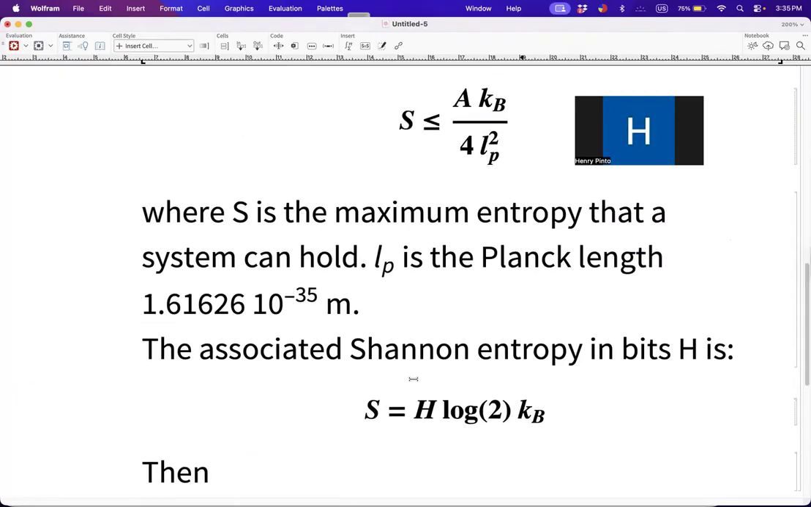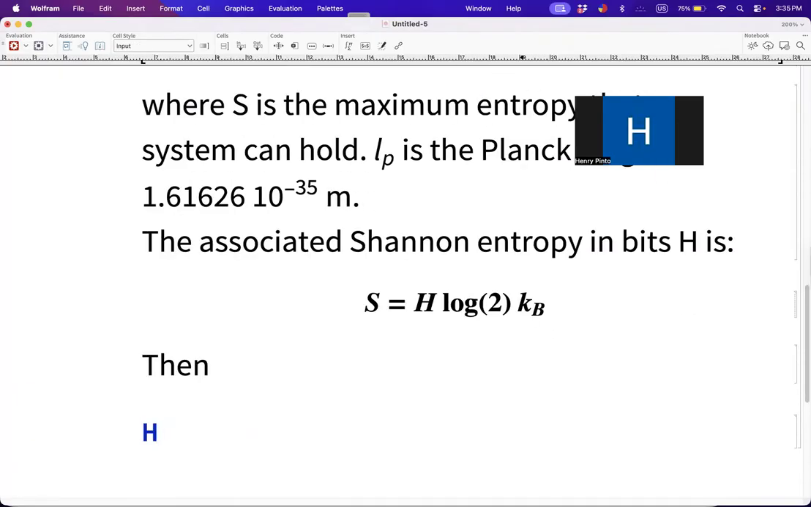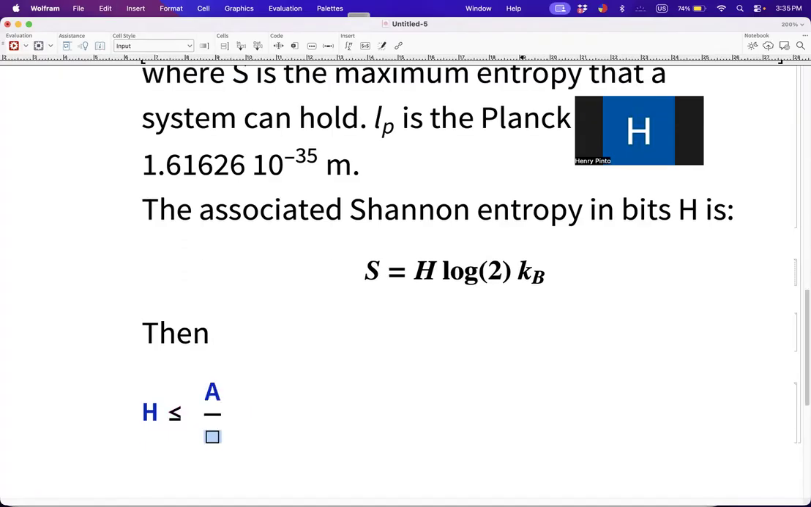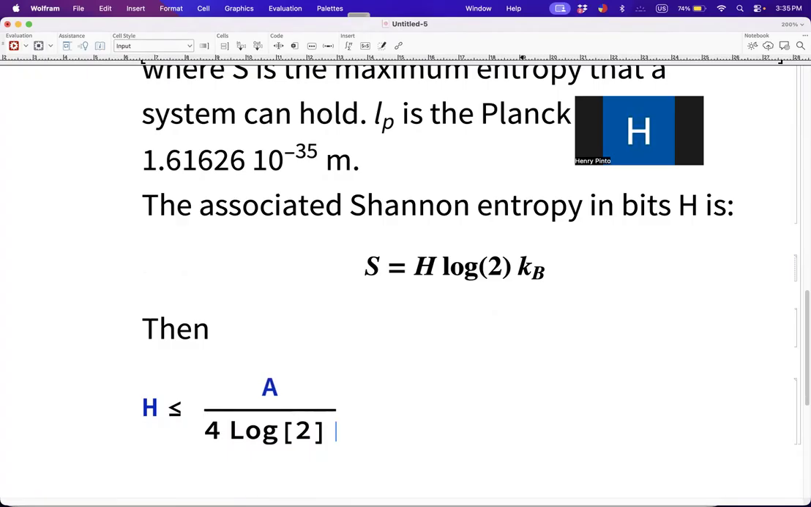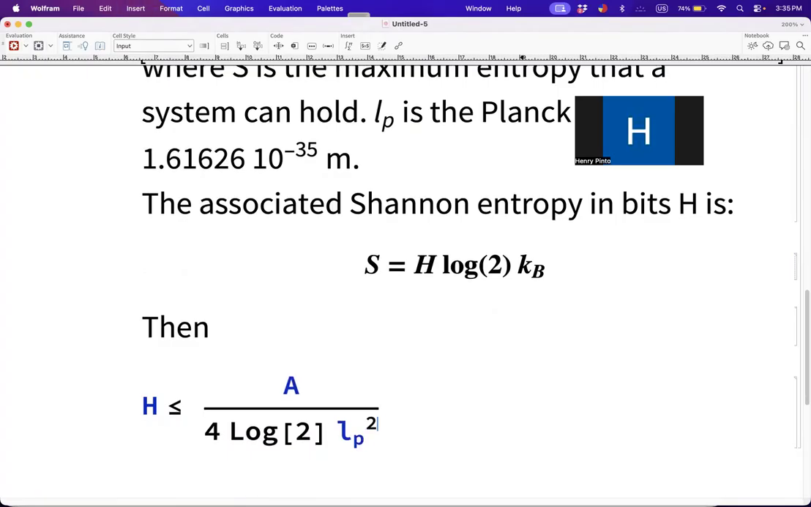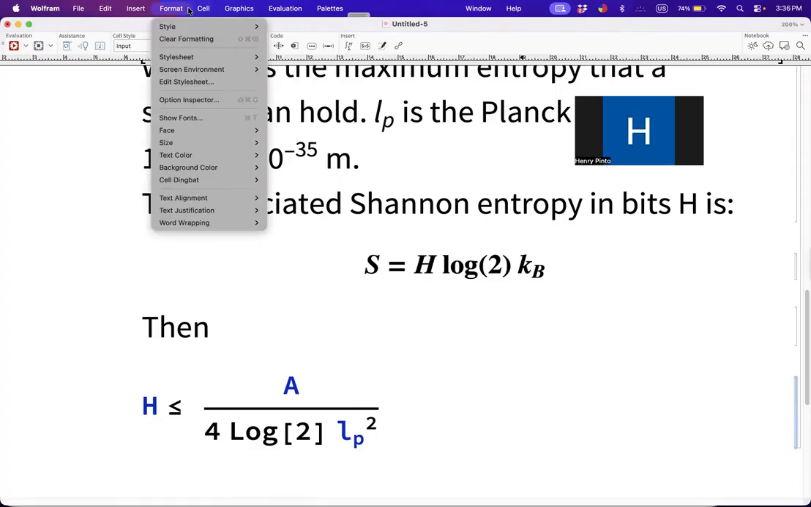Then if you combine these two equations, we have that H has to be less than or equal to A divided by 4 times log of L sub P squared, remember this log is the natural logarithm. That's it. There it is. So we now have a relationship between the actual information in bits and the area of my device.